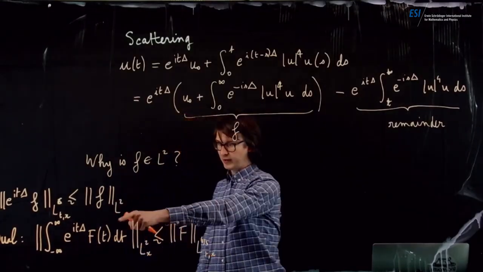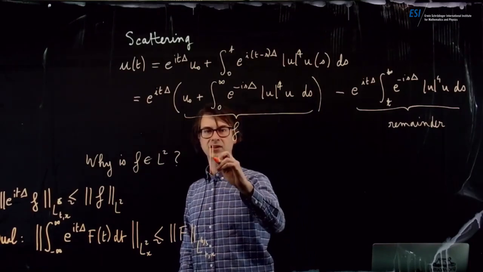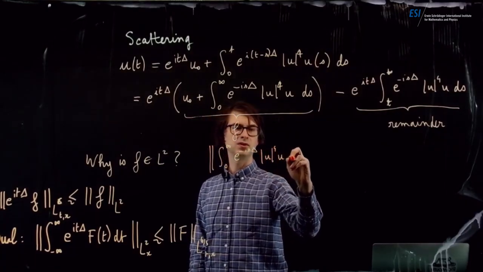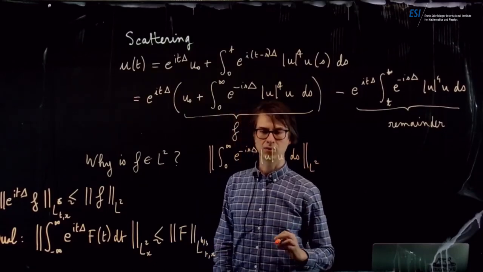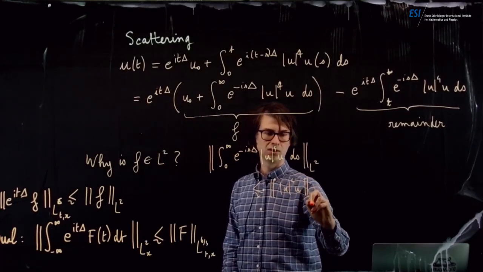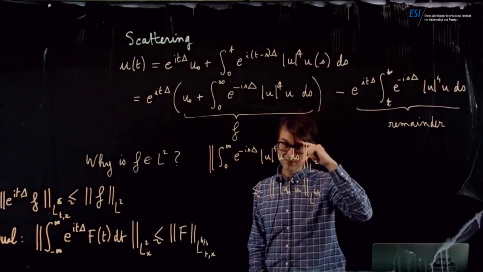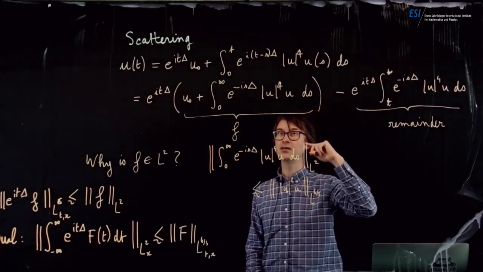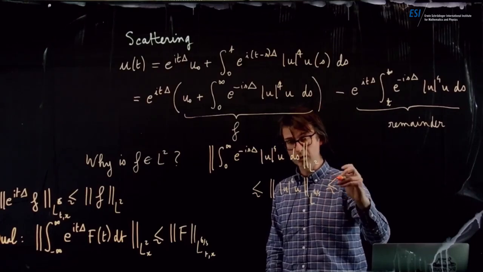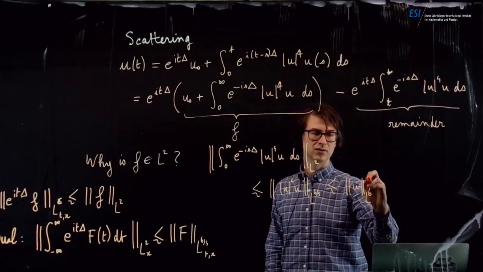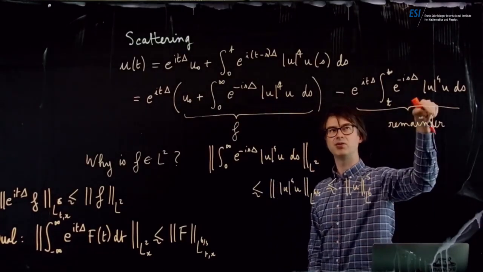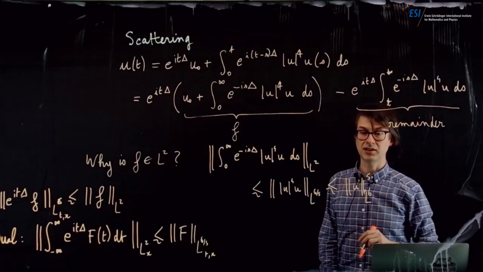So why is F in L2? Well, it suffices to apply this to get that the integral between 0 and infinity of e^{-isΔ}u^5 ds is in L2. If we apply Strichartz, we get that this is less than u^5 in L6/5, which is, by Strichartz, equal to u in L6 to the 5. So this shows that this is indeed in L2, and using the same ideas, you can show that the remainder goes to zero, which is the scattering result.